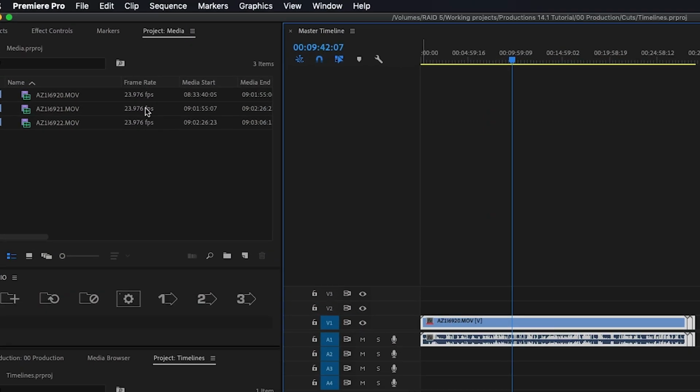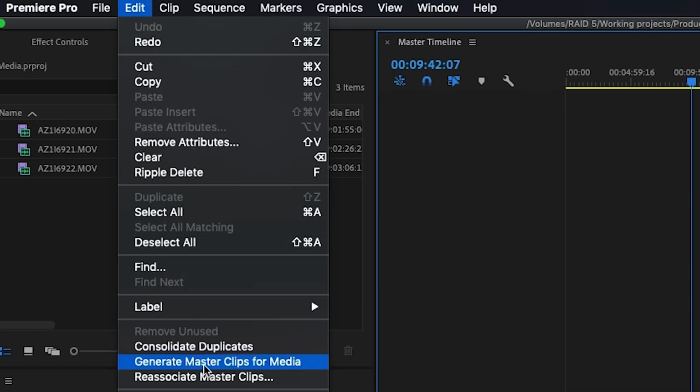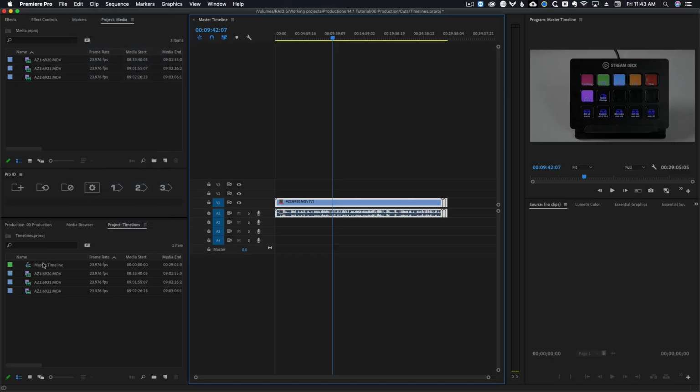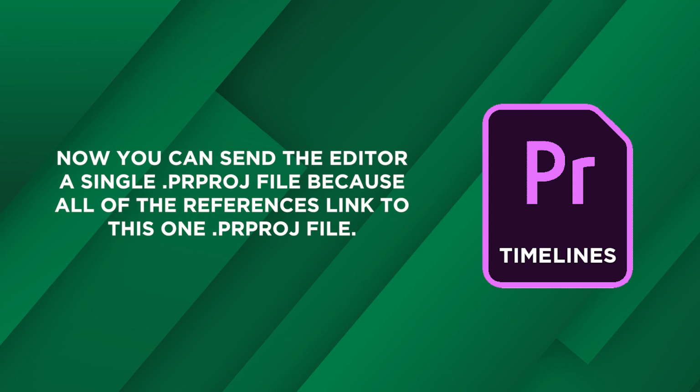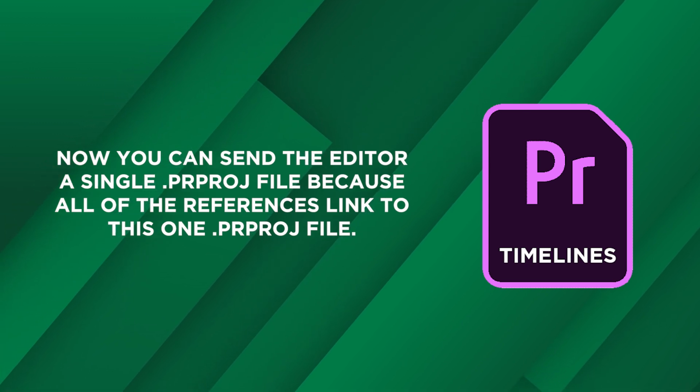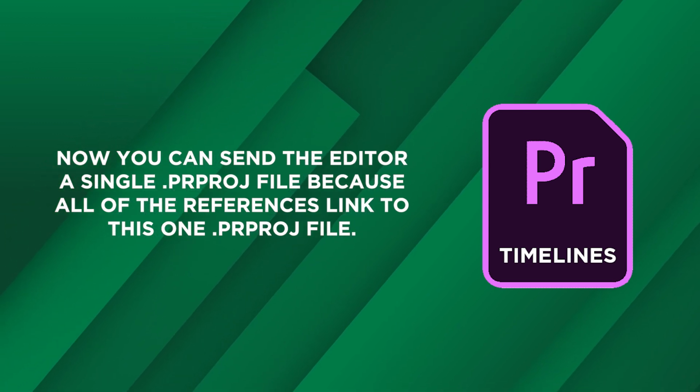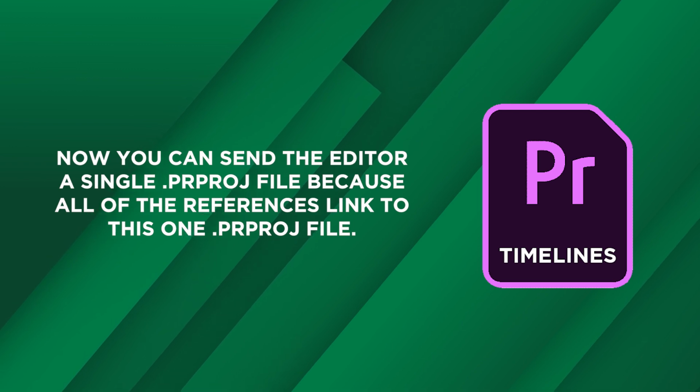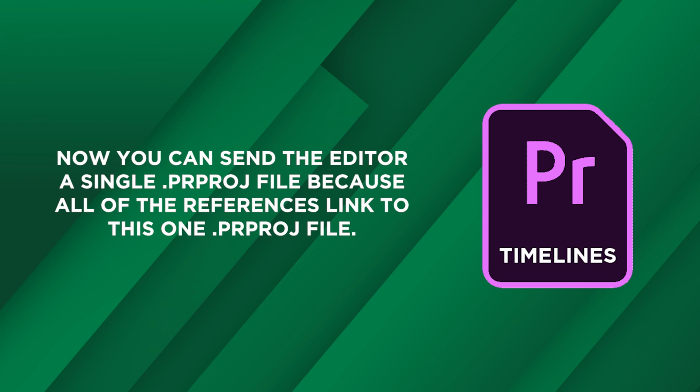You can highlight all of the clips in the sequence that you would need to send someone and click Generate Master Clips for your media. What this will do is tell Premiere that all of the links to those media now belong to this project. So instead of your current project file referencing all of the other ones, all of the links are now pointing to this one specific project file. You can always undo this with a Command Z if you don't want to do that.